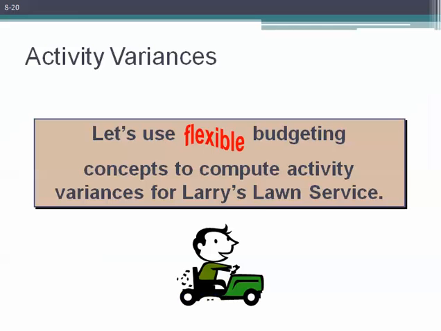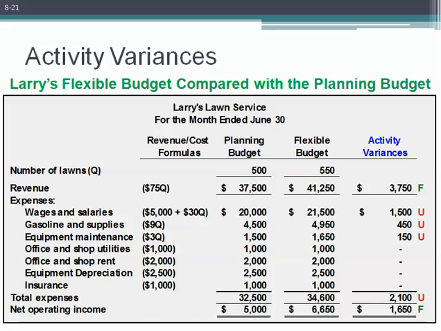Let's go ahead and look at Larry's lawn service, and let's use the flexible budget we prepared for Larry's lawn service to calculate our activity variances. Recall, our planning budget was based on 500 lawns. Our revenues for our planning budget of $37,500 was simply our 500 estimated lawns times $75 per lawn, while our flexible budget revenues of $41,250 is the 550 lawns we actually cut multiplied by our expected average price of $75 per lawn.